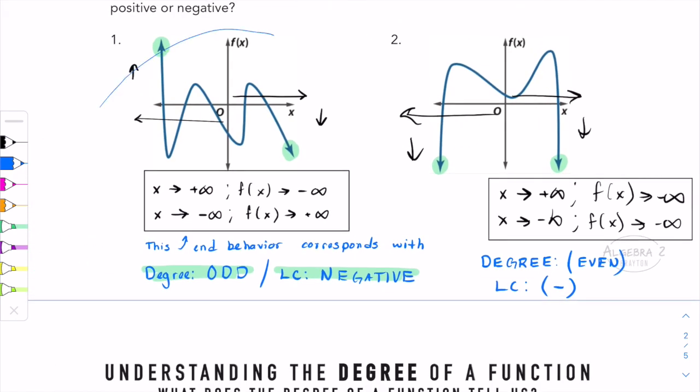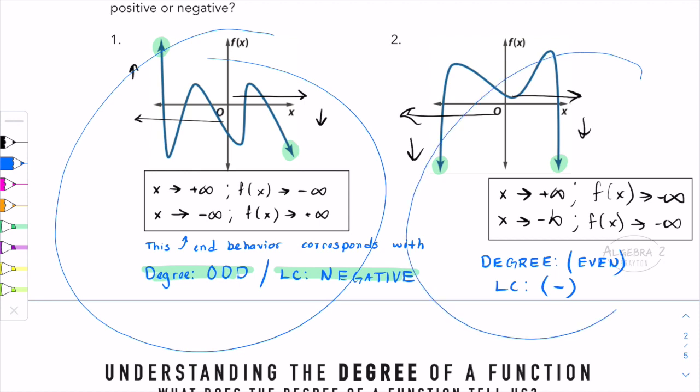So number 1 corresponds with the bottom right side of the chart. Number 2 is the bottom left side of the chart.